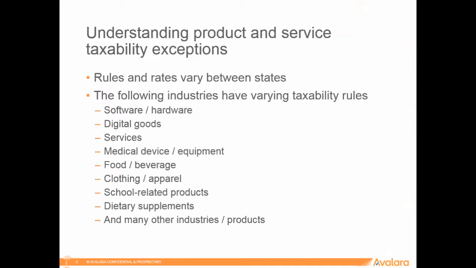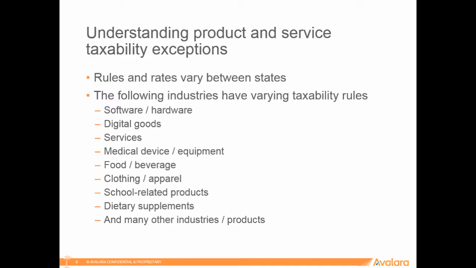So, understanding product and service taxability exceptions. Rules and rates vary between states. The following industries have a lot of varying taxability rules: software, hardware, digital goods, services, medical, food and beverage, clothing and apparel, school-related products, dietary supplements, and many other industries. When I talk about taxability, what specifically I mean is if you are selling some of these type of items, they may have different tax rates or rules outside of the normal sales tax.